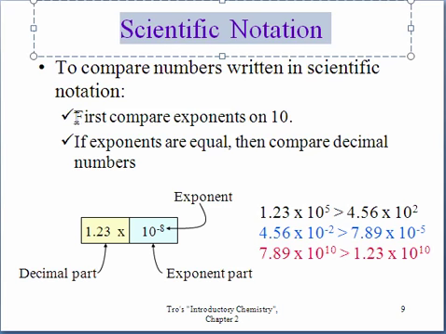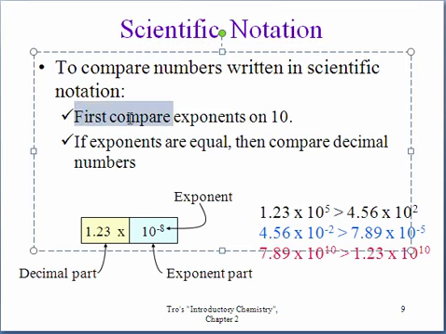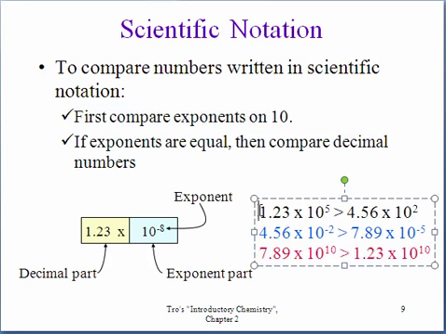The first thing we want to do when we're comparing two values is look at the exponents on the 10. The larger exponent is going to indicate the larger value. So if I look at this first number, my decimal part is 1.23 and my decimal part is 4.56, but my exponent is 5 and this exponent is 2. The exponent of 5 is larger than 2, so my number on the left is larger.